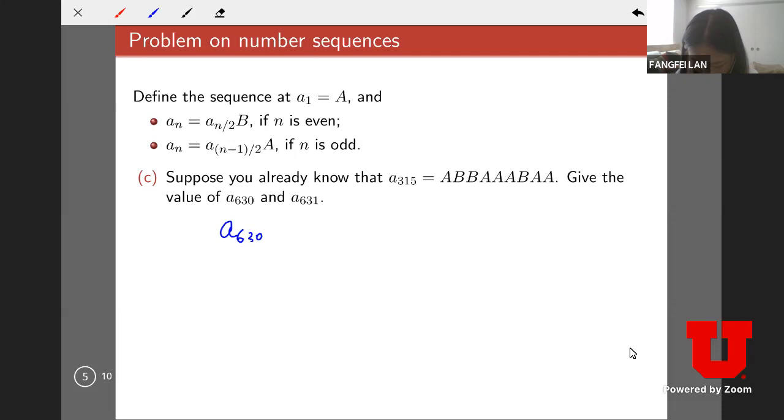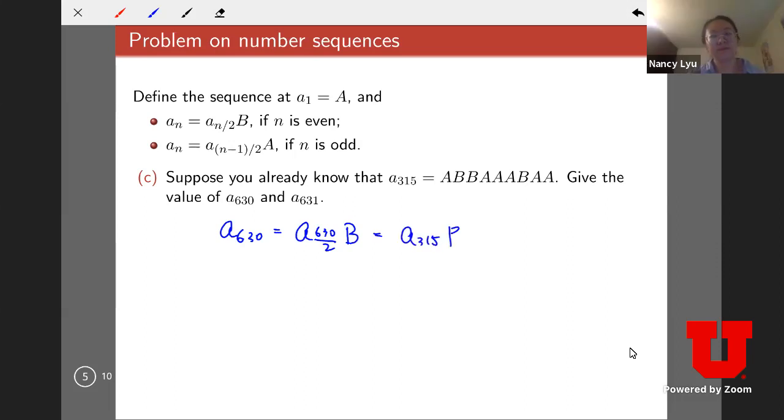A630 is A630 over 2B. That gives us A315B. Since 630 is an even number, we have B at the end.